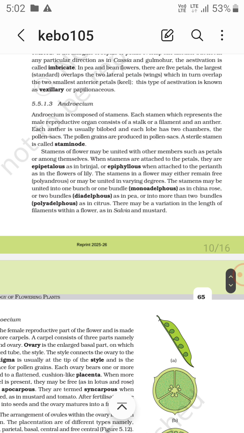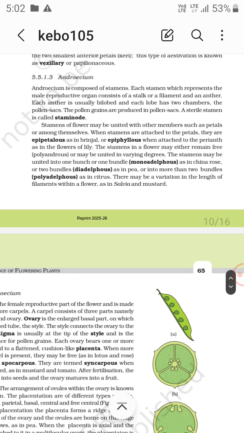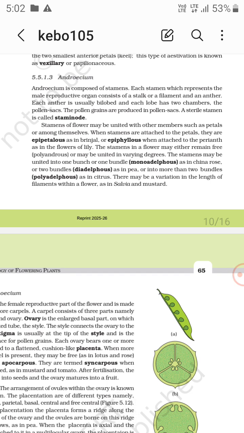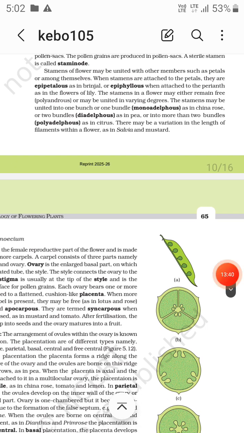Now androecium, composed of stamens. Now they have the filament and anther. Anther is usually bilobed, and each lobe has 2 chambers, the pollen sacs, and the pollen grains are produced in pollen sacs.